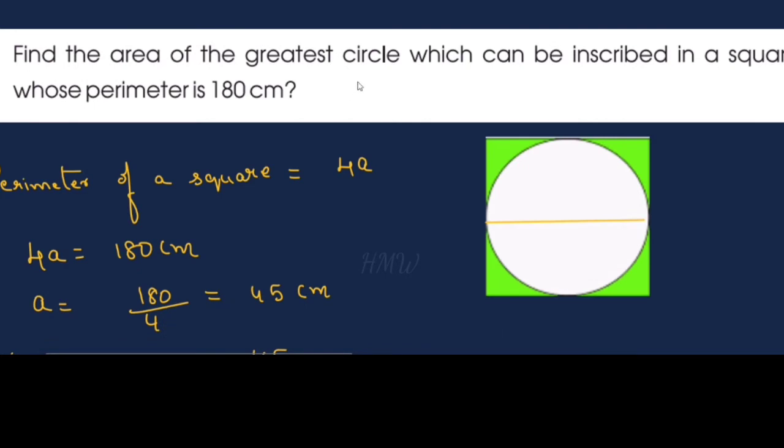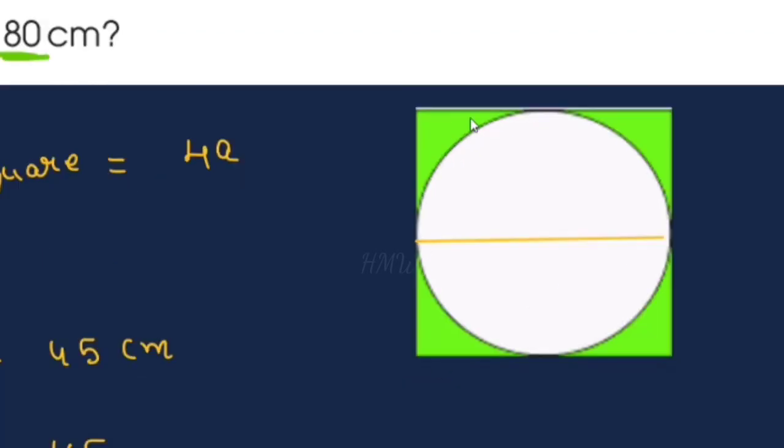Question number 5. Find the area of the greatest circle which can be inscribed in a square whose perimeter is 180 centimeter. This is a square and this is the greatest circle, the maximum circle which can be inscribed in a square. You have to find the area of that circle.